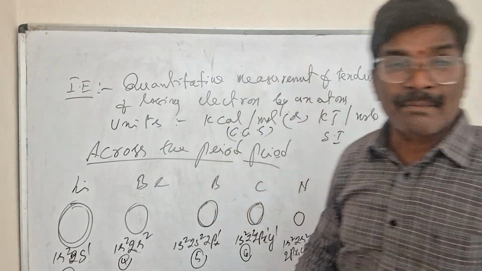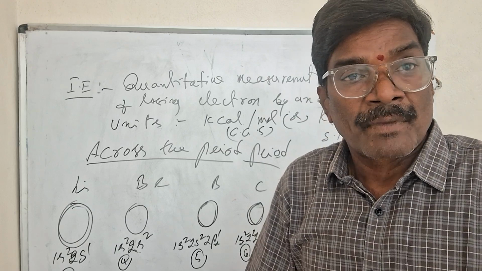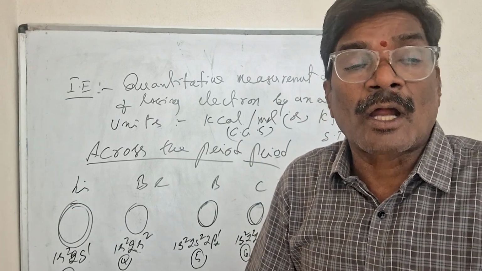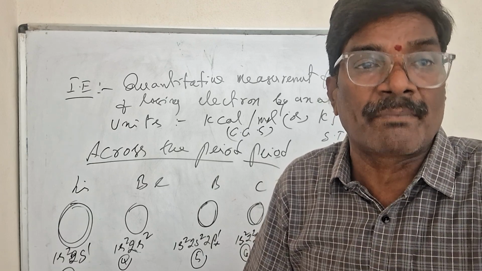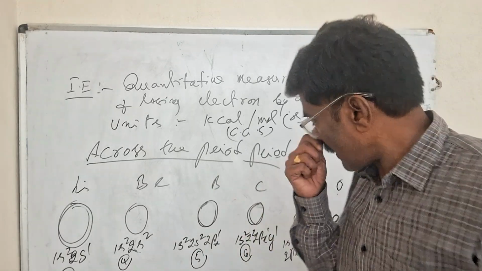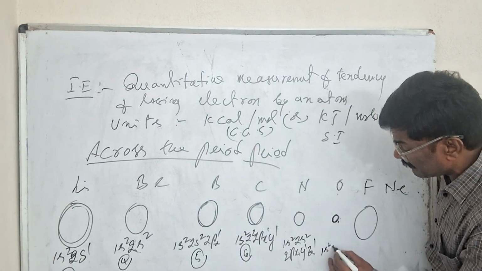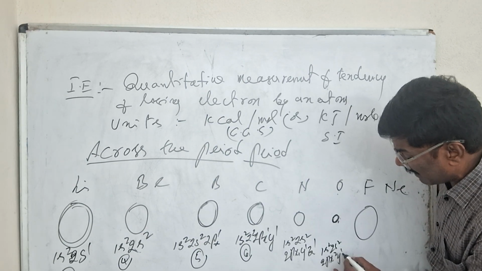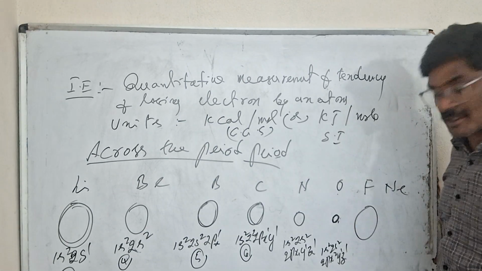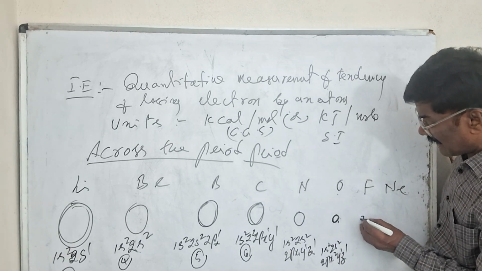So a question may come in objective type competitive examinations: in the second period, pairing starts from which element? That means oxygen. Okay. Now the oxygen configuration is 1s2, 2s2, 2px2, 2py1, 2pz1. Pairing started. In fluorine it is still smaller.